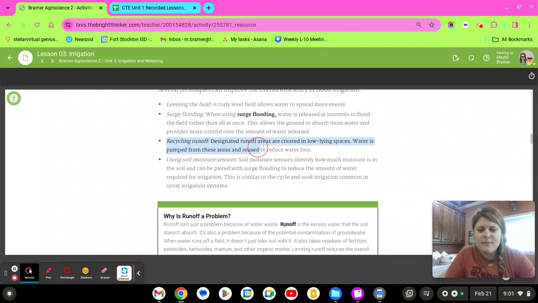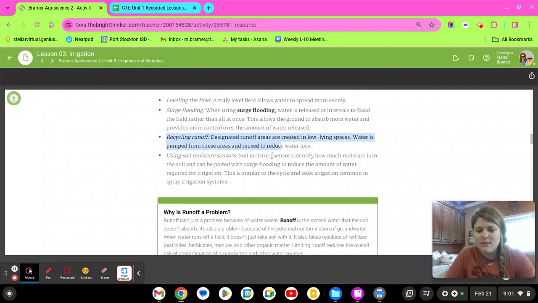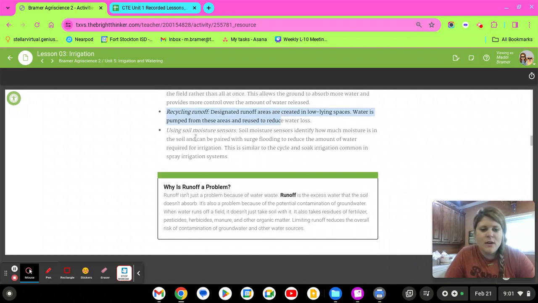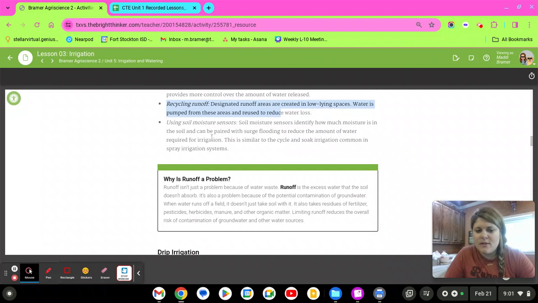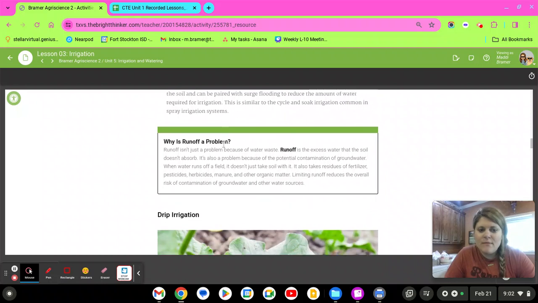Recycling runoff. So whatever water is running off, take that, reuse it, pump it, and put it back into your irrigation. And use soil moisture sensors. That way you know if your soil is already moist and it's not going to be able to take in any water, then you don't overflood.